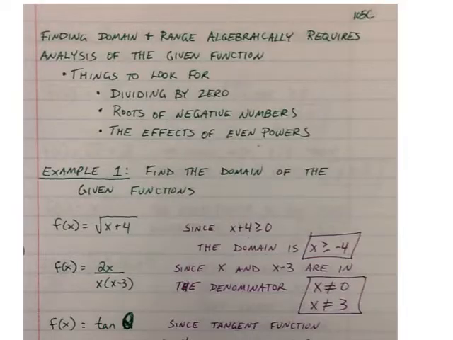All right, when we want to find domain and range algebraically, it's going to require a little bit of analysis of the given function. Things I like to look for are dividing by 0 errors, or taking the roots of negative numbers, more specifically even roots of negative numbers. And also, particularly with range, the effects of even powers. So let's take a look at the examples.